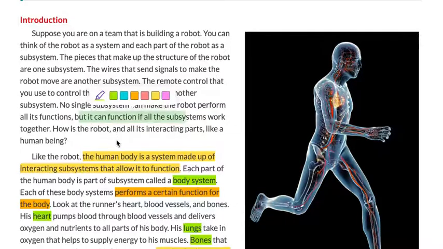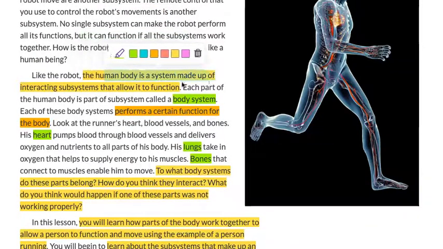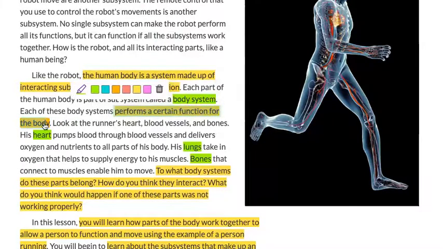How is a robot and all its interacting parts like a human being? Well, just like a human being, the human body is made up of interacting subsystems that allow it to function, right? Allow it to work. Each part of the human body is called a subsystem. And we call those subsystems body systems. Each of these body systems performs a certain function for the body, so a specific job for the body, right?